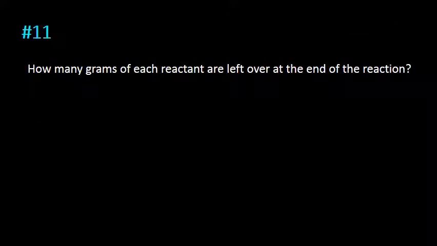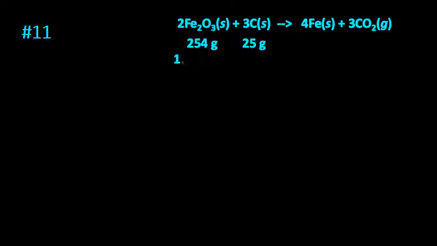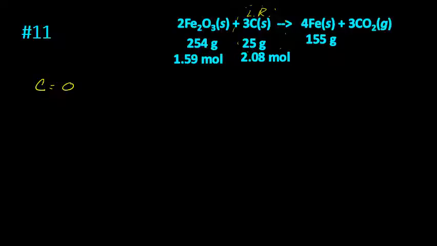Now, here's a fun question that I like to put on tests, so pay attention. How many grams of each reactant are left over at the end of the reaction? Now, if you recall from the previous problem, that was the information we had, plus one more very important piece of information, which was that carbon was our limiting reactant. So that means we totally ran out of the carbon. It was all gone. So the first part of the question is easy. The amount of carbon left over at the end of the reaction is none, 0 grams, because it was the limiting reactant.